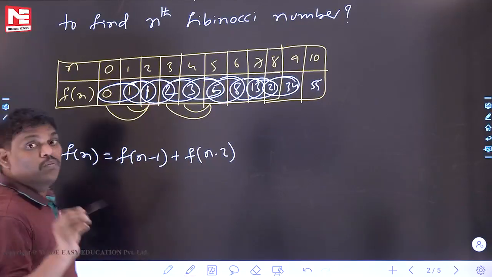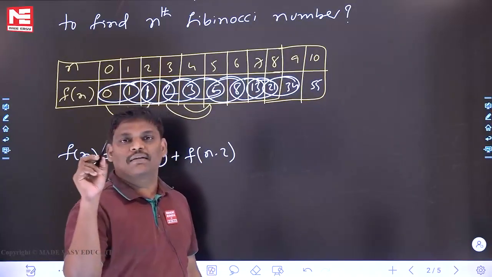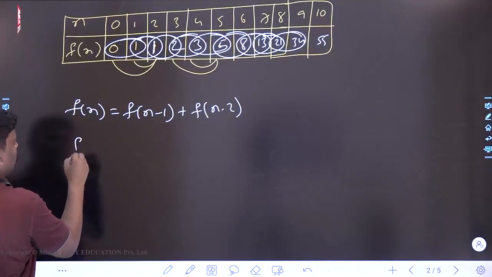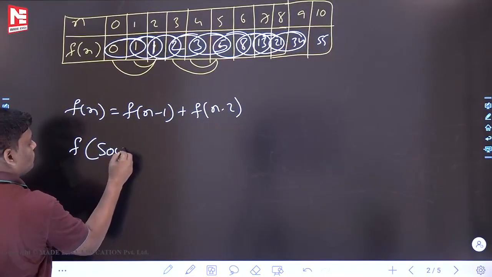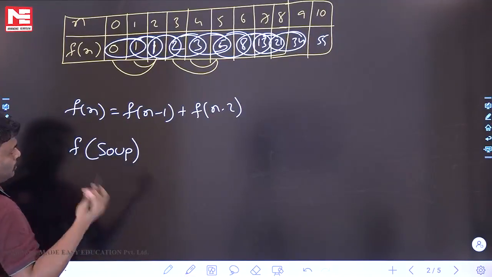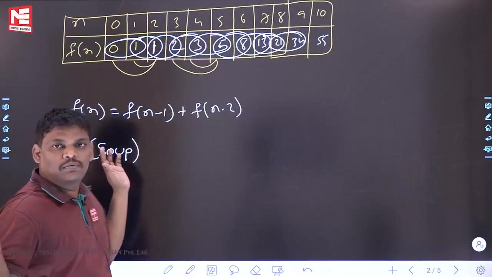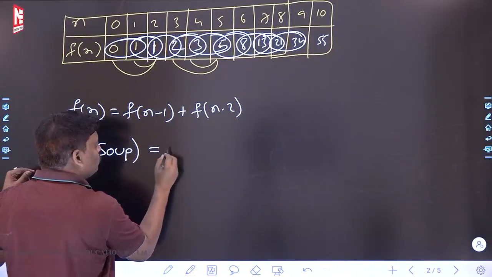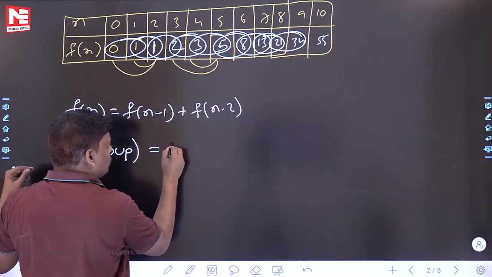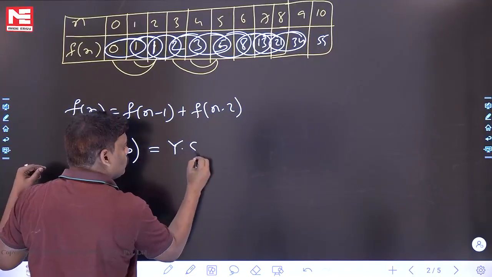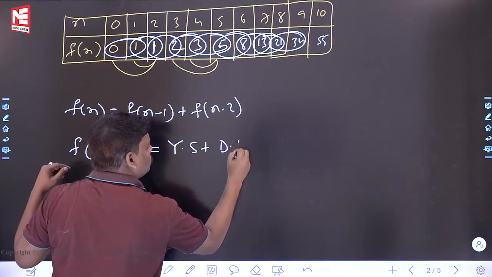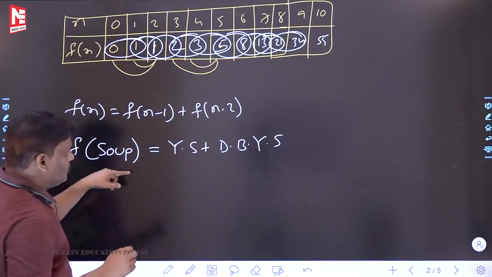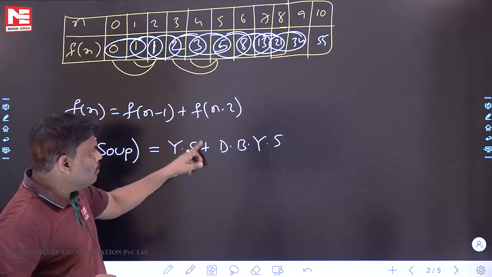Right? Somewhere in one of the books I studied this line. See this line correctly also. Fibonacci soup is equal to, like sweet corn soup, like tomato soup, right? Like that. Fibonacci soup is equal to yesterday's soup plus day before yesterday's soup.